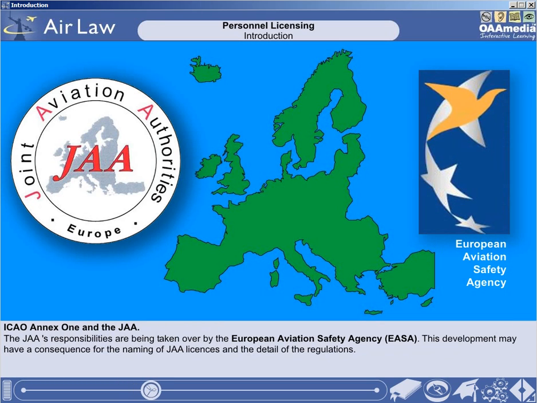As you have already learnt, the JAA's responsibilities are being taken over by the European Aviation Safety Agency, EASA. This development may have a consequence for the naming of the current JAA licenses and the detail of the regulations.